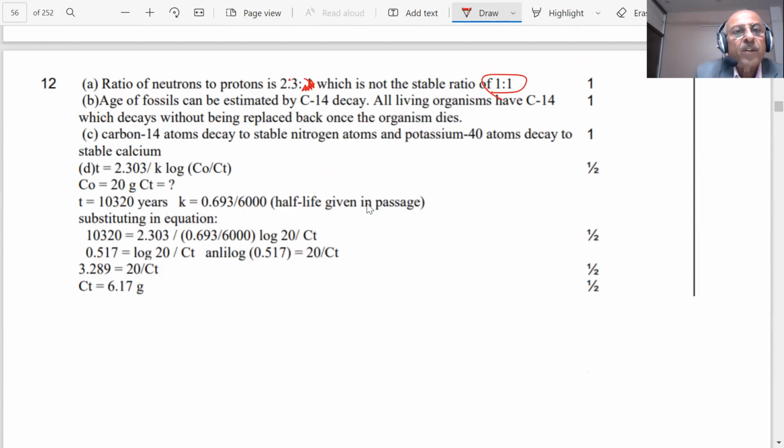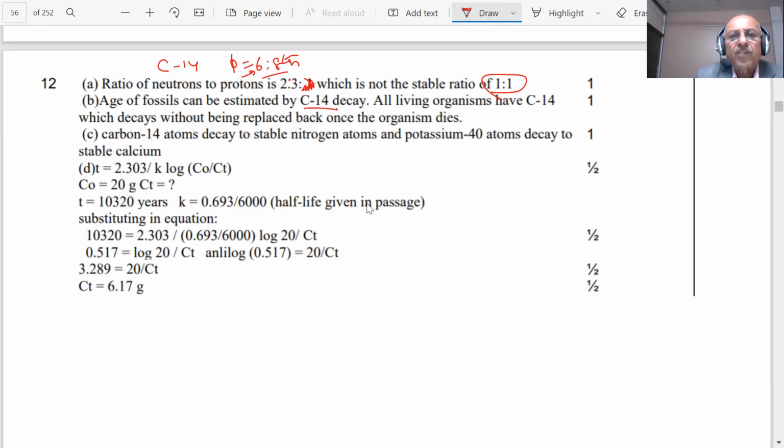Proton-neutron ratio in C14, I have already told you how many protons: 6. Protons are 6 and neutrons how many? 8. 14 minus 6, 8. 6:8 is how much? So you can see the proton-neutron ratio. This is my proton. This is my neutron. Neutrons are 8. Protons are 6. I have already shown you. So when the ratio is not 1:1, then it is not stable.